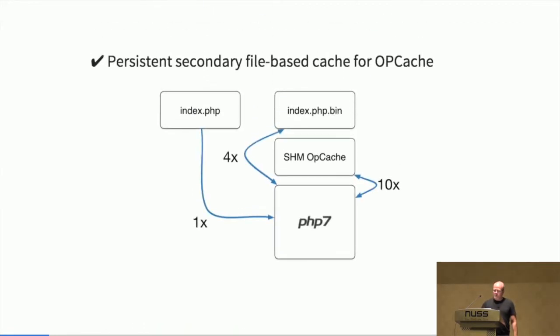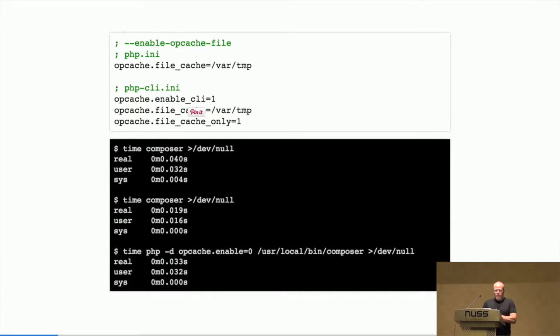And these numbers here just show that if it's 1x to recompile your script every time and run it, it's about 10 times faster grabbing it from shared memory, and it's about 4 times faster grabbing it from disk. Right? So one use of this is that you can turn on the file-based cache for CLI. For CLI, you can't really use shared memory. Well, you could, but every time PHP shuts down at the end of your CLI script, it's going to delete the shared memory segment. It doesn't persist from one execution to the next, but the file-based cache does.